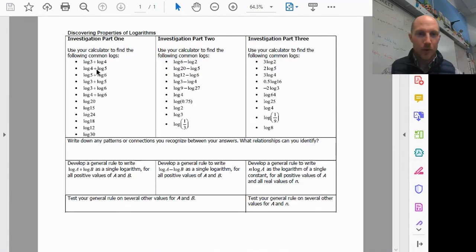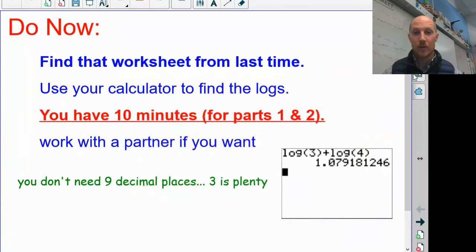Okay, so we're just doing investigation part 1, investigation part 2, look for patterns or connections, and then you can come down to this next row here, develop a general rule. If you can come up with a general rule, it'd be super. You definitely should do this.